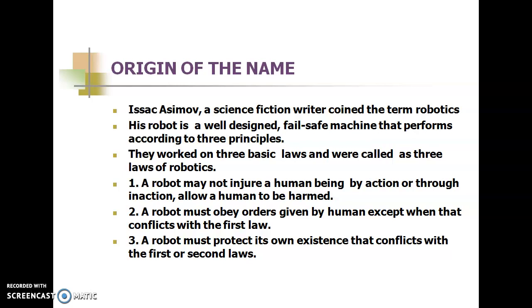According to Isaac Asimov, the basic laws of robotics are, the first one, a robot may not injure a human being by action or through inaction, allow a human to be harmed. So, the robot should not injure a human being. That is the first law. The robot should not injure a human being at any time, at any cost, either by action or by inaction.